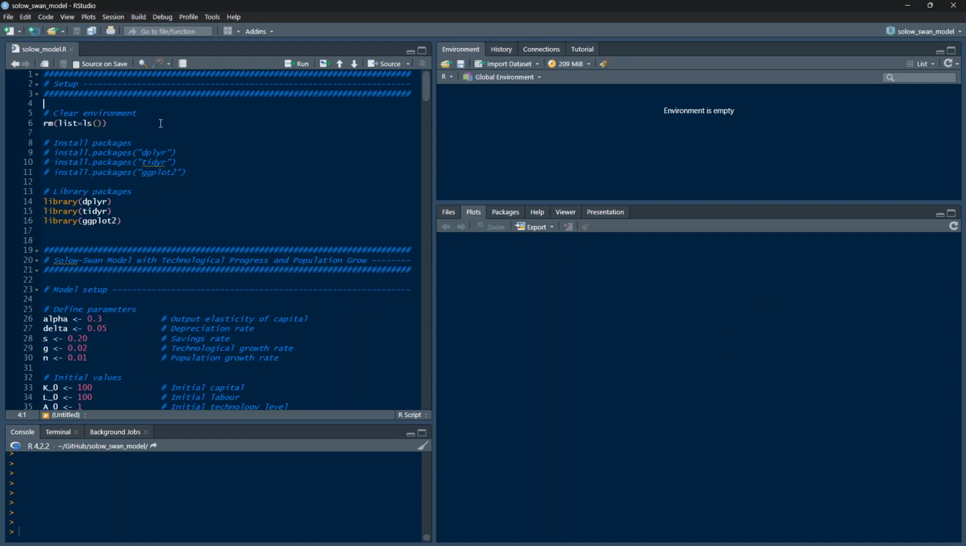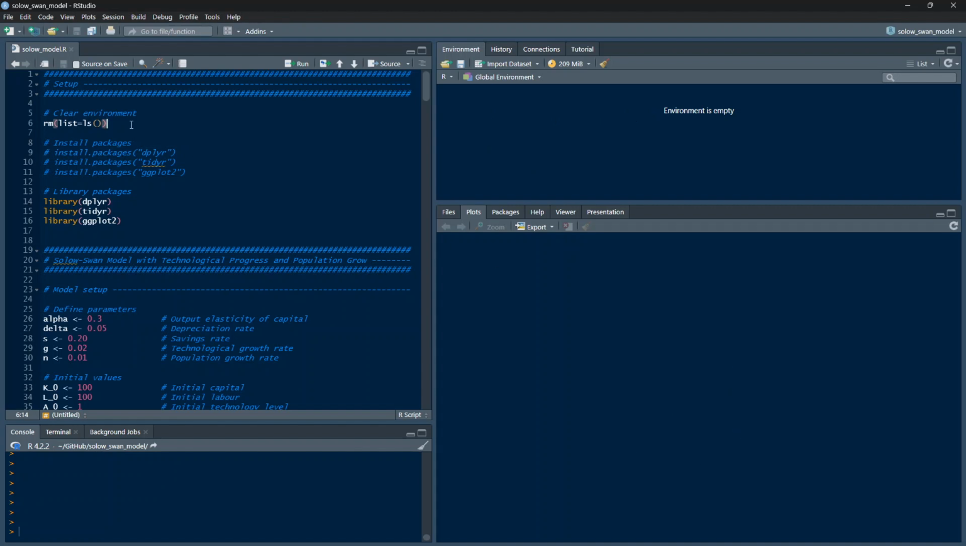Here I'm simulating this model using R, or RStudio specifically. And on the left-hand side here, we have our code. On the bottom here, we have our console. So you'll be able to see every time that I run a particular line of code, it will come up here in this console and give us some updates. In the top right-hand corner, we have the environment. So as we define every variable, they will appear here in this environment. And then any plots that we make will appear in the bottom right.